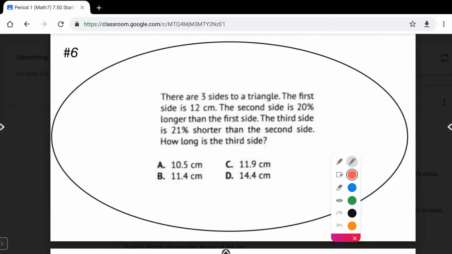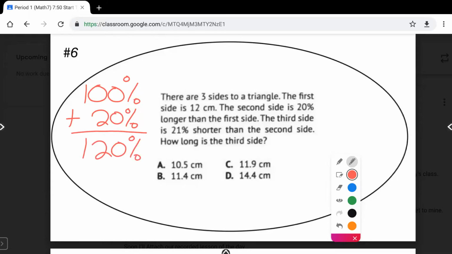Let's get to work. So now if I know the second side is going to be 20% longer than the first side, remember what we do. When you have a percentage change, you always start with 100%. Since we are increasing, it is 20% longer. That's increasing. We're going to add 20% to 100. That's going to give us 120%.